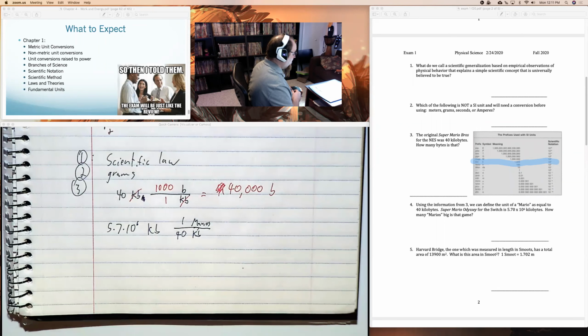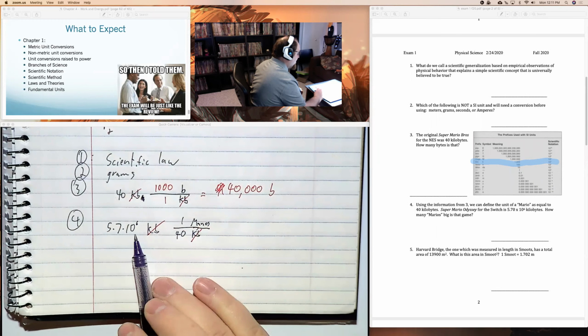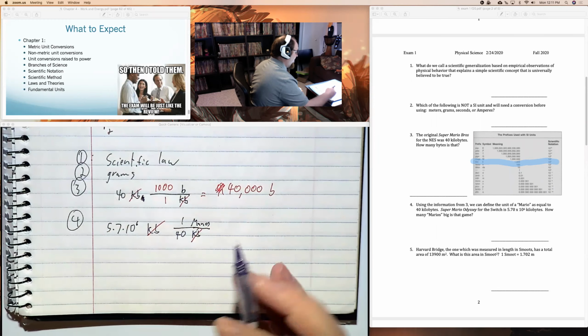Of note, I normally do units you can't just Google because I want to make you do it and can't just Google it. So expect some weird units. This will allow my kilobytes to cancel, and I multiply across. 5.7 times 10 to the 6th times 1 divided by 40. So basically, I'm just dividing by 40.